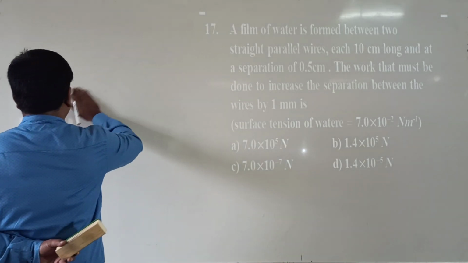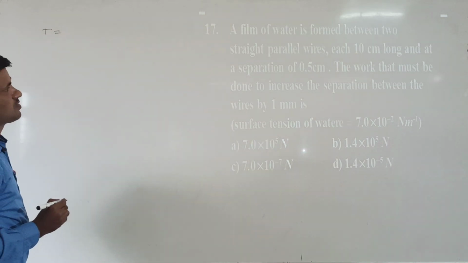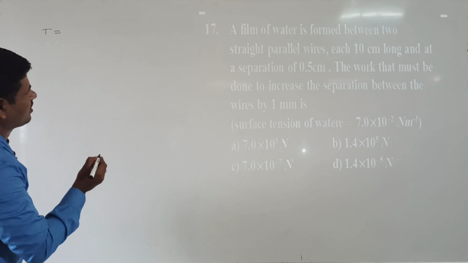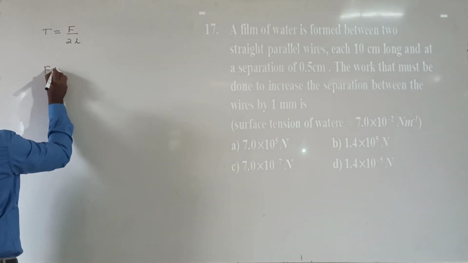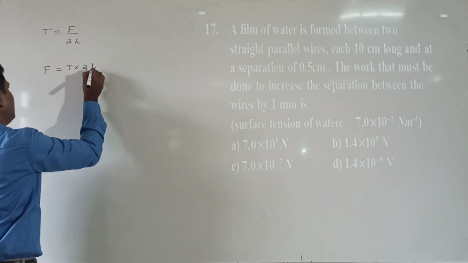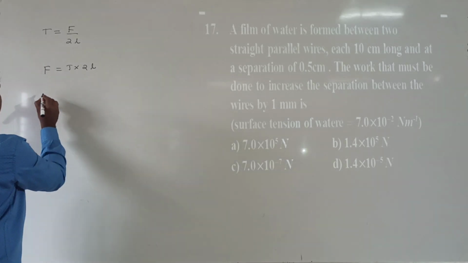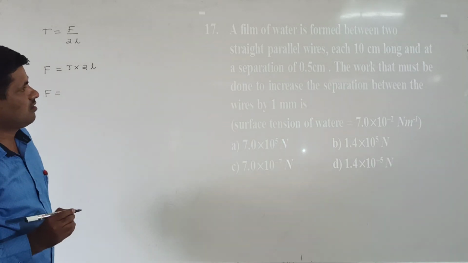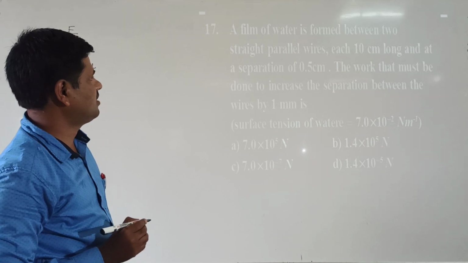First of all, we find the tension of the film. Considering a film of water, the tension formula is F by 2L. Now force is equal to T into 2L. The film has two side surfaces, that's the reason 2L is considered. Force is equal to tension. Now the increase formed by straight wires at 10 cm separation.